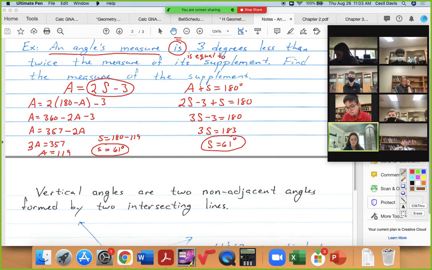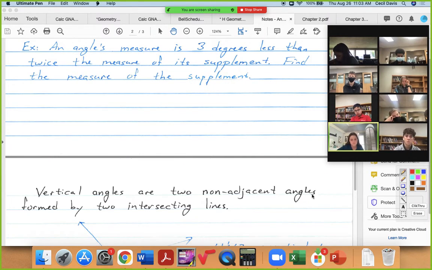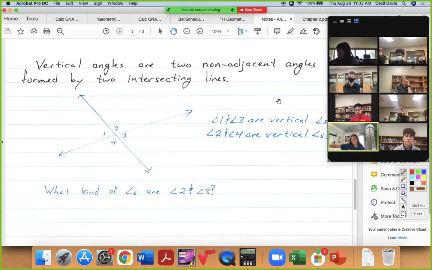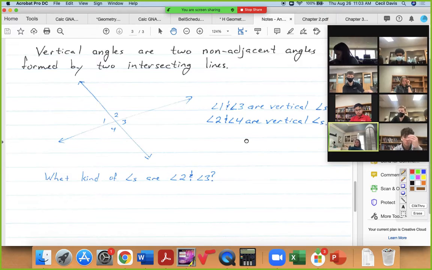Any questions about that, though? Okay. Then let's go on to the last page, which doesn't have very much on it, thankfully.